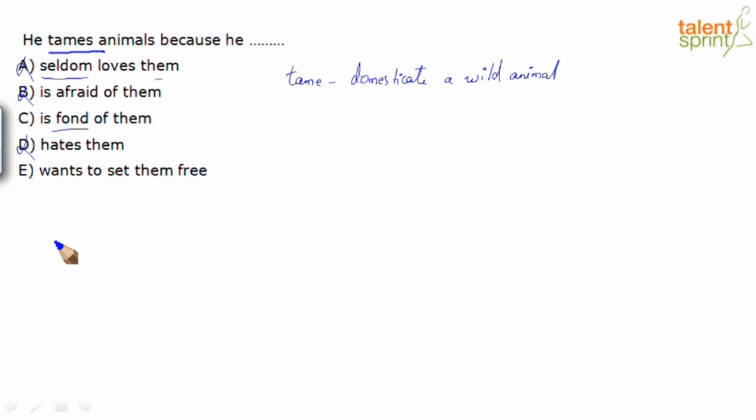Option E, wants to set them free. Now, if that was the intention, he wouldn't even capture it in the first place, right? Anyway, the animal is free in the wild. So why would he do that? So wants to set them free also is not the right option. So the option here is he tames animals because he is fond of them. Option C.